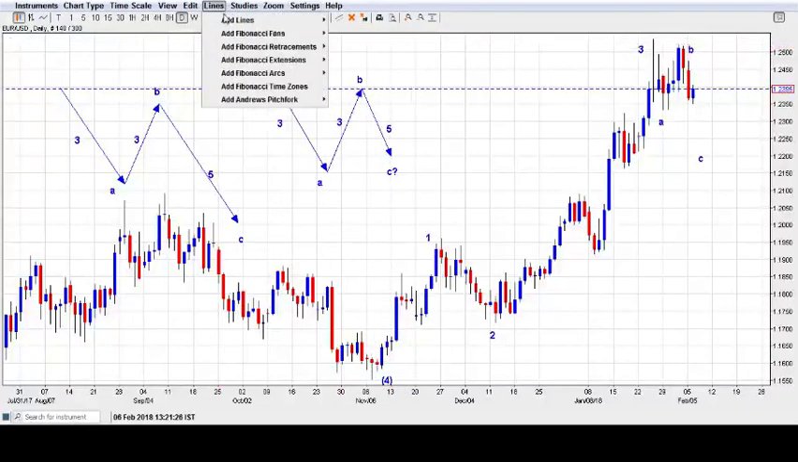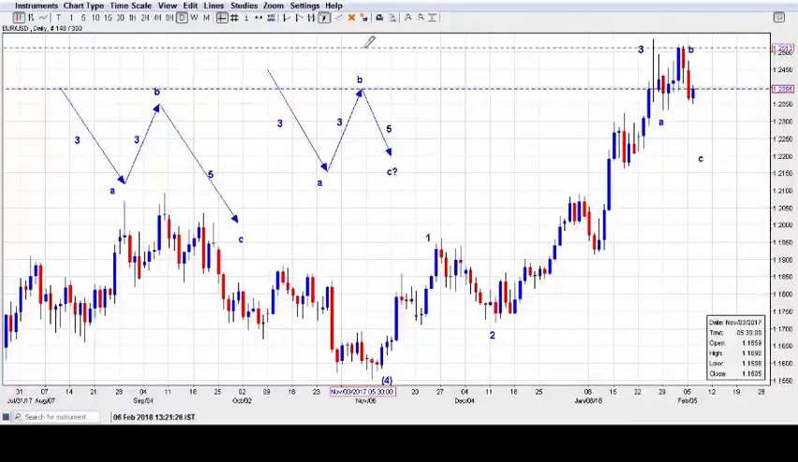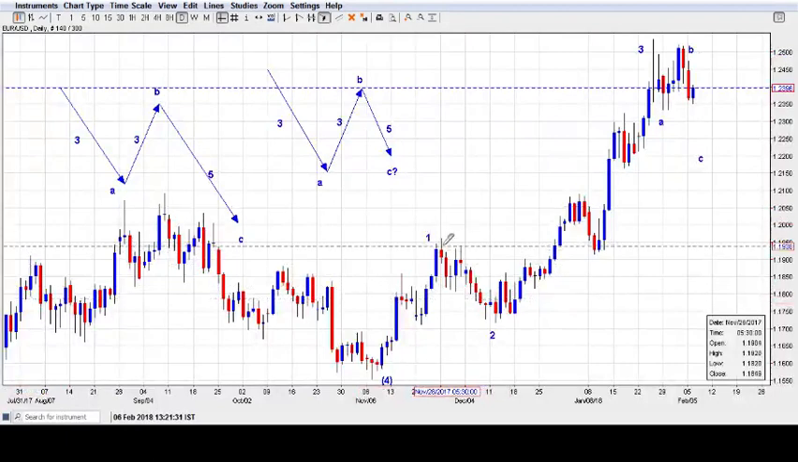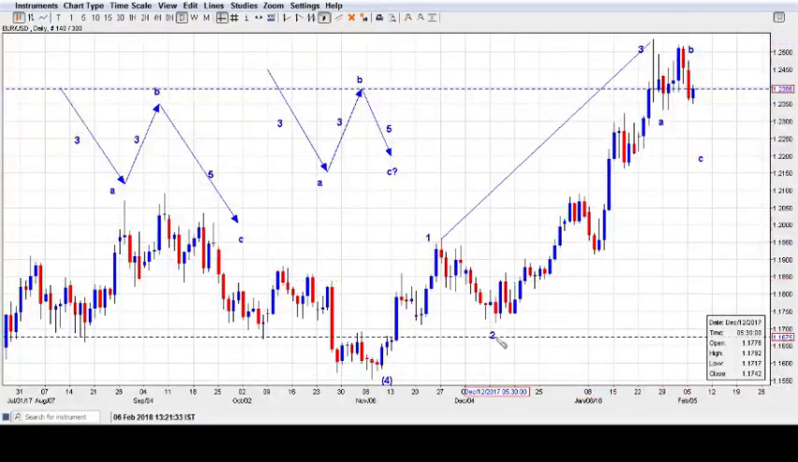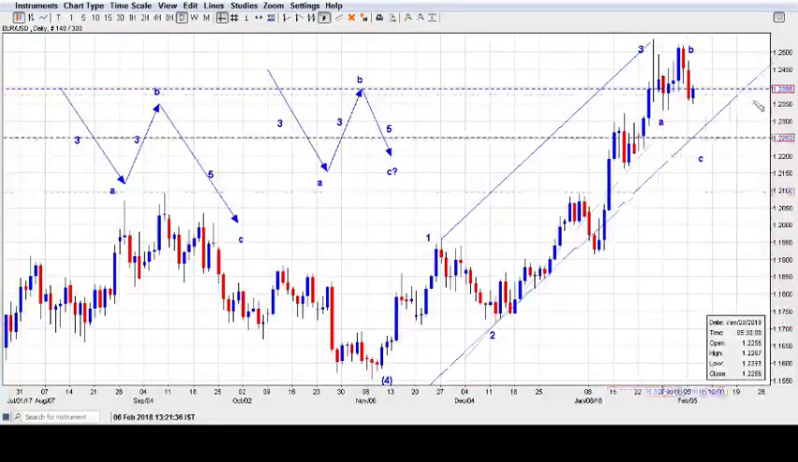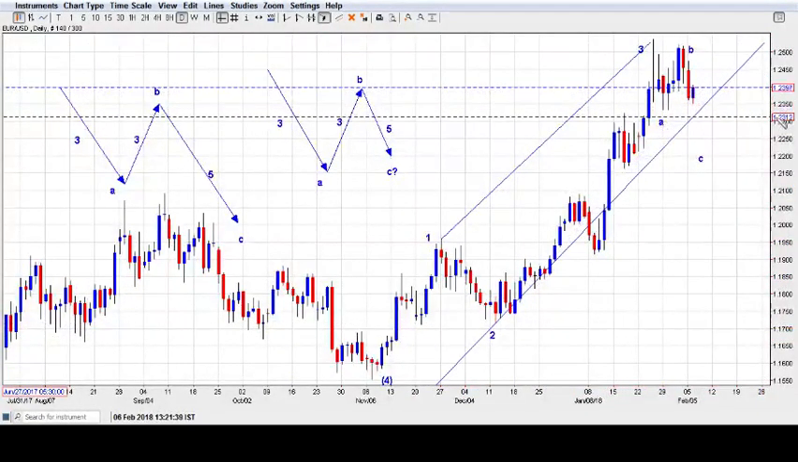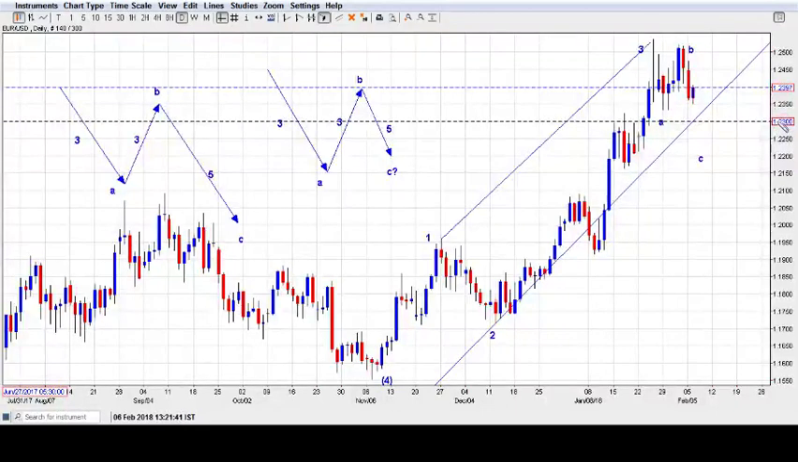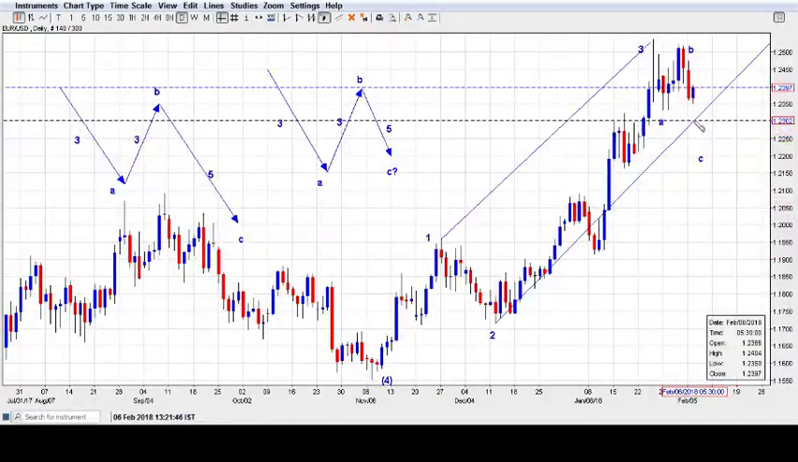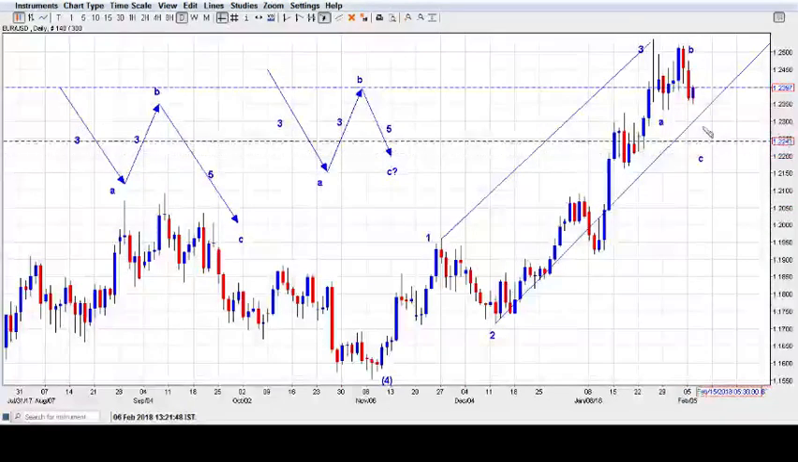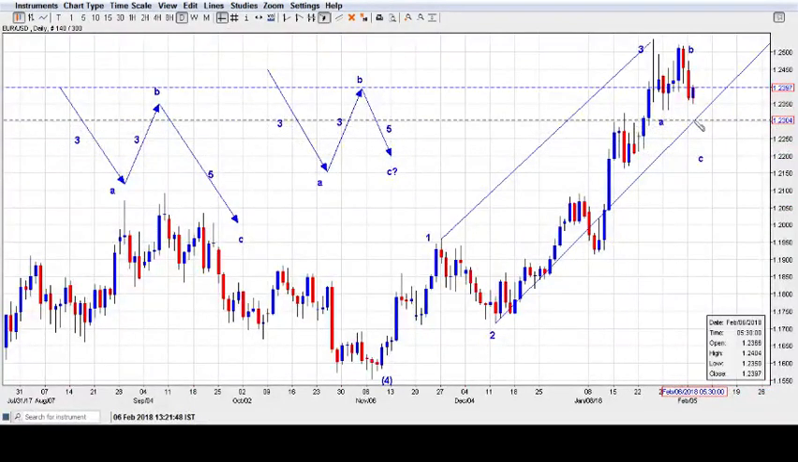Another tool which we might want to use is the channel line support. We want to connect waves 1 and 3, and then draw it parallel through wave 2. What do you say? It's getting some support right at the 2300 handle right now. All right, so let's see in the next few hours or so how this is behaving.